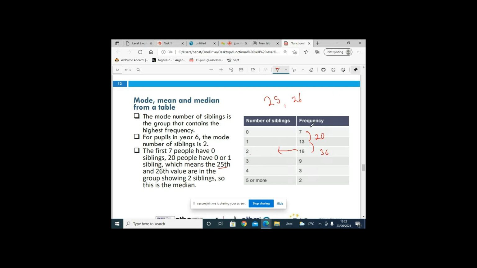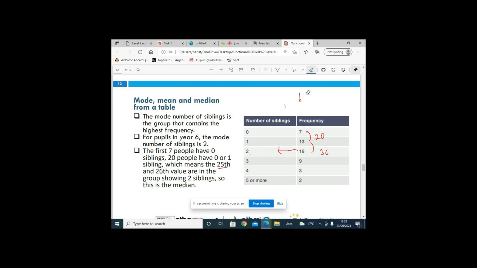So you add the frequency together, and you divide the frequency by 2. When you add the frequency together, that is 50. Divided by 2 is 25. So you know that the 25th and 26th values are going to be the median. You start adding from the top and check where the 25th or 26th value will be. I added 7 plus 13 and got 20. I added 16 plus 20 and got 36. So the 36th value is more than 25 and 26. So I know that the 25th and 26th value is number 2. So 2 is going to be the median.